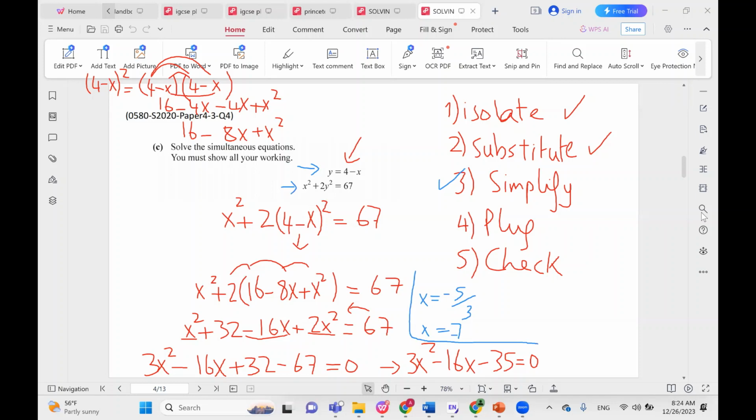So for plugging, we have y equals 4 minus, and then I put the first value of x, which is negative 5 over 3. And then this gives me 17 over 3. So when x is negative 5 over 3, y is 17 over 3. And when x equals 7, again, I have to plug. Four minus 7 gives me negative 3.